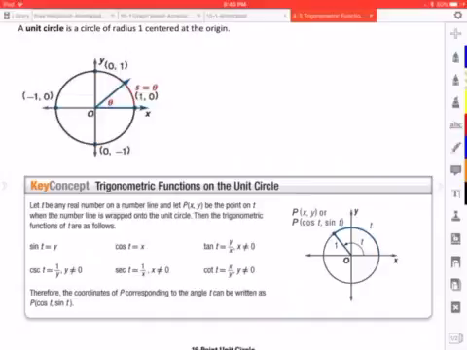Cosecant t, 1 over y. Secant t, 1 over x. And cotangent t is x over y. These are those same definitions we've been using all along. It's just now our radius is 1. So these are the definitions when you're using a unit circle. So the coordinates of P corresponding to the angle t can be written as P(cosine t, sine t).